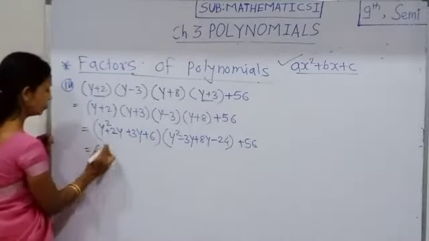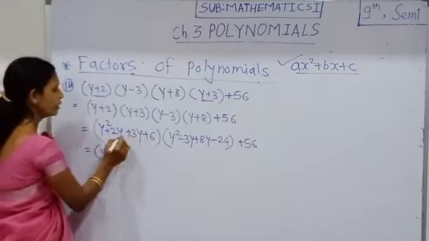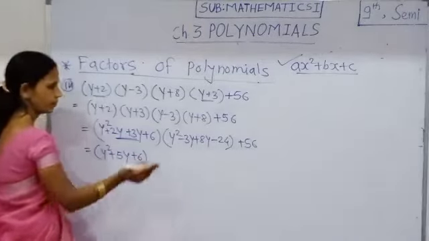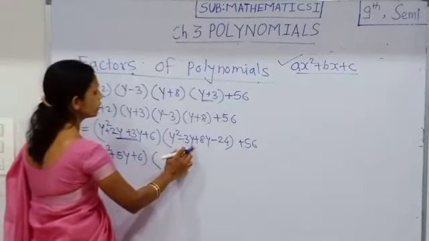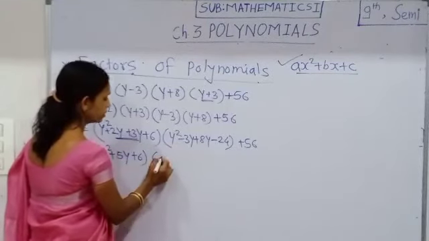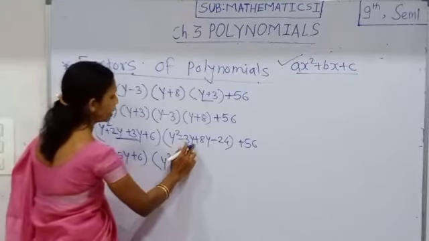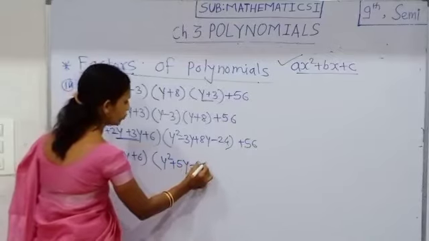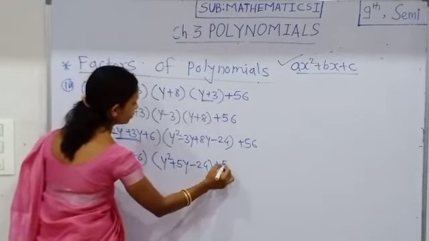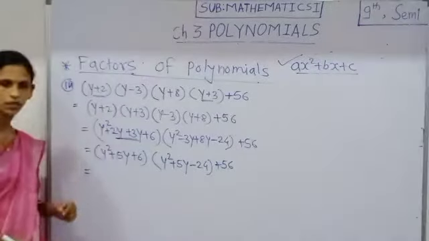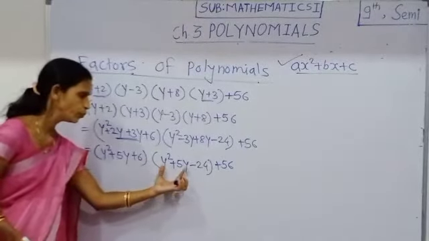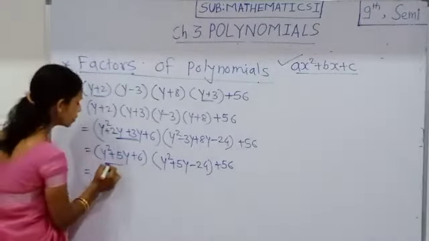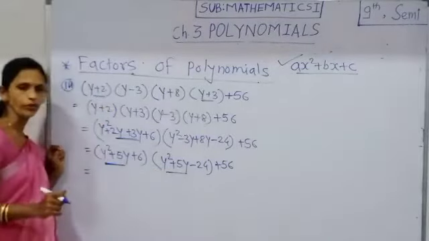Then see here we get y square plus 2y plus 3y, that is plus 5y, plus 6. Then y square minus 3y plus 8y, that is y square plus 5y, minus 24. Outside the bracket plus 56 is there. Now there are two brackets with two different polynomials, which contain the common term y square plus 5y.